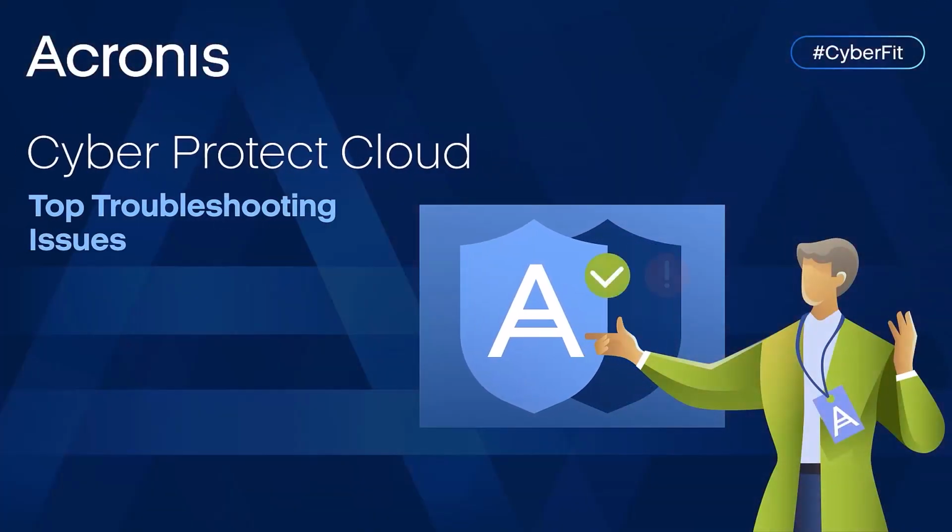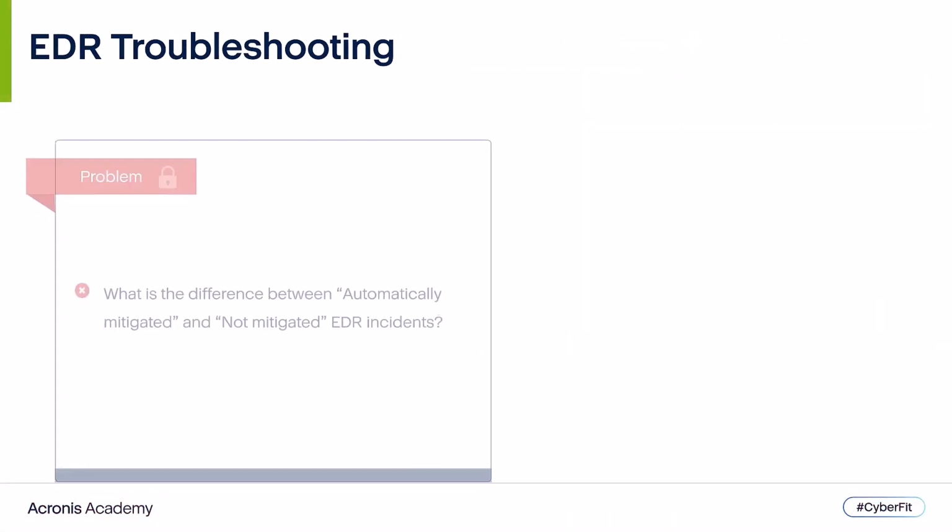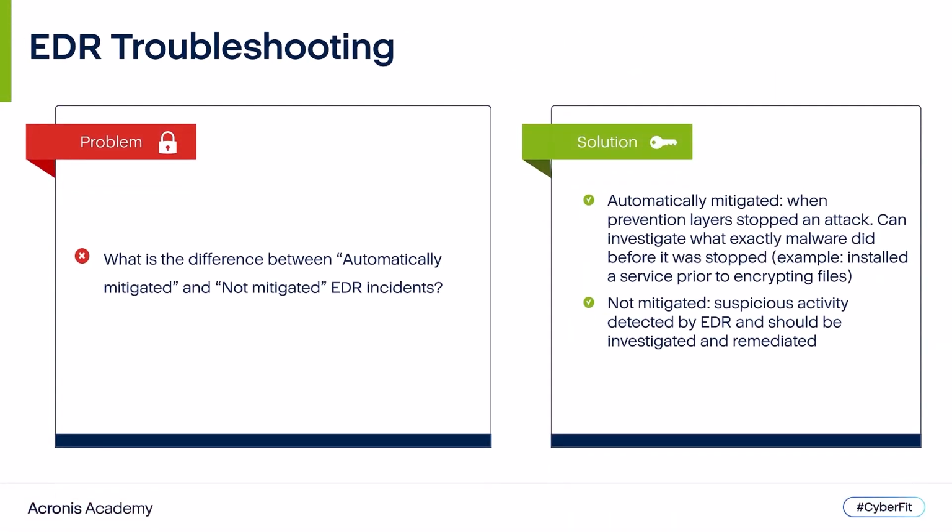Switching gears, I would like to talk about different troubleshooting issues brought to support, so in the event any of these happen to you, you will be prepared to handle and resolve them on your own. So folks contacting support have asked, what is the difference between automatically mitigated and not mitigated EDR incidents? When a prevention layer stopped an attack, this would show as automatically mitigated, and you can investigate what the malware did before it was stopped, such as installing a service prior to encrypting files. When suspicious activity is detected by EDR and should be investigated and remediated, this would show as not mitigated.